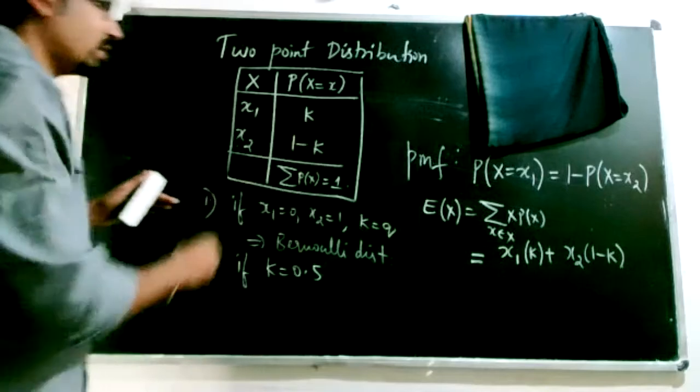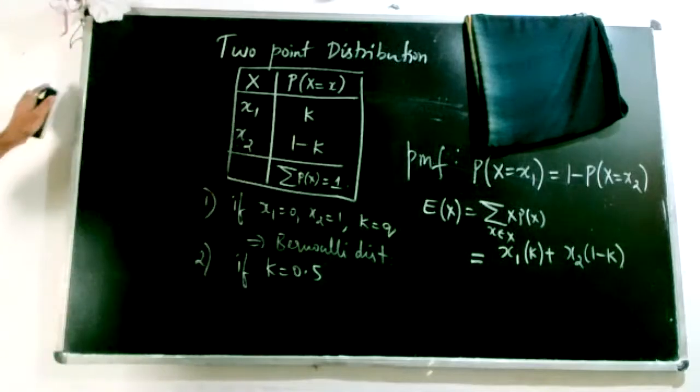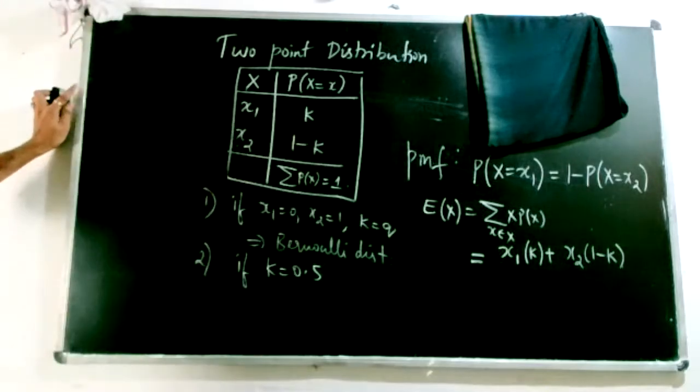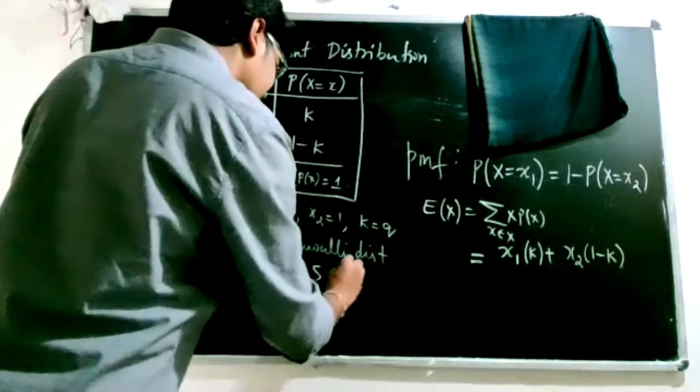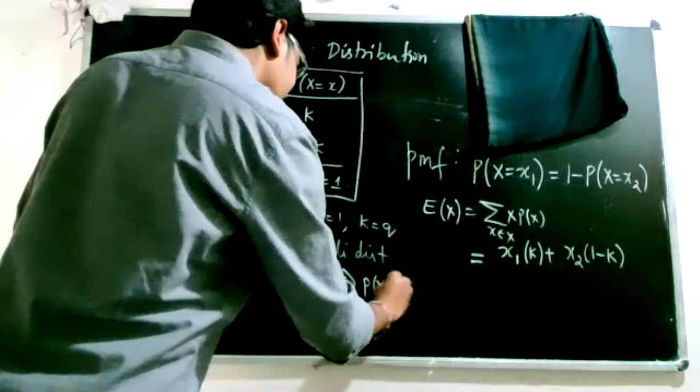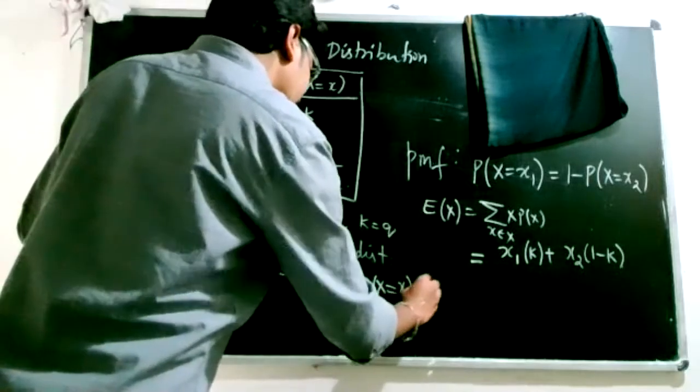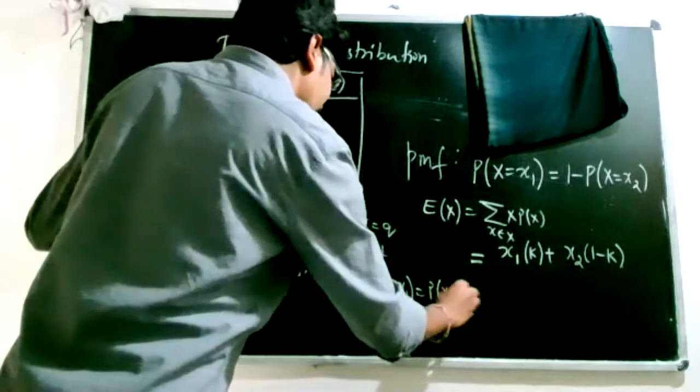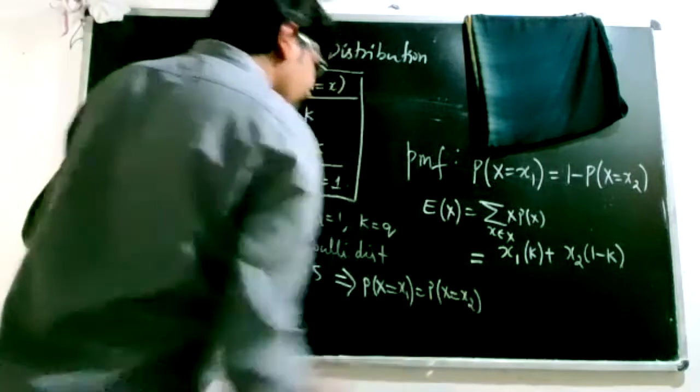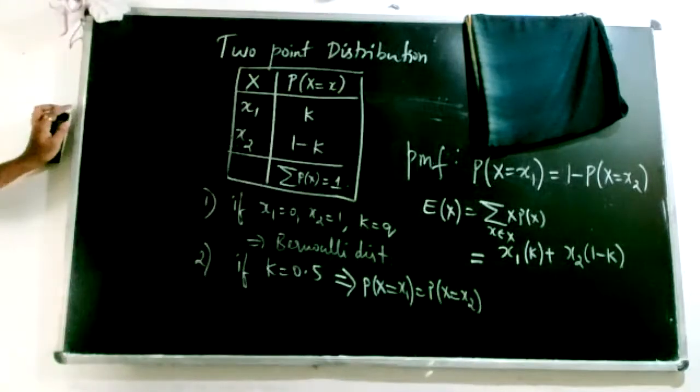So you can write the PMF as p of x is equal to xi is equal to k. So in this case, you will have p of x is equal to x1 is equal to p of x is equal to x2. So that is the PMF of this particular case.